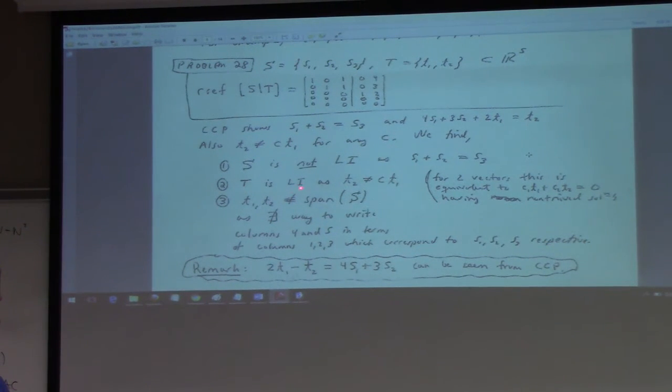T is linearly independent because there's no way you can get one as a multiple of the other. By the way, here's a fun fact for you. You can use this if you want. For a set with two vectors, linear independence, the fact that one is not a scalar multiple of the other, is equivalent to saying that this has no non-trivial solutions.